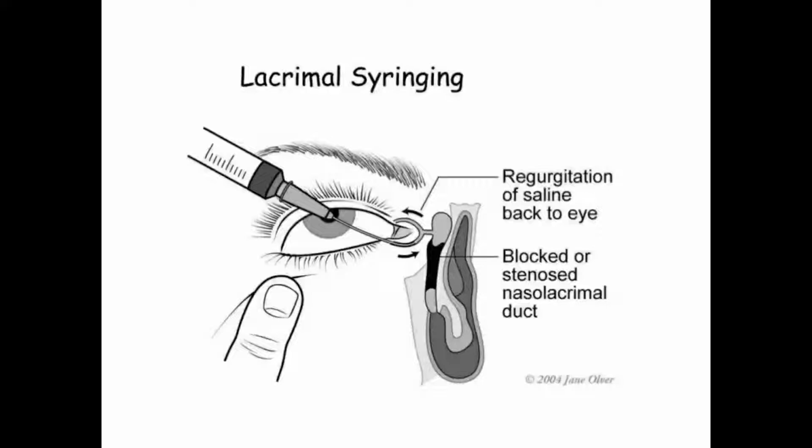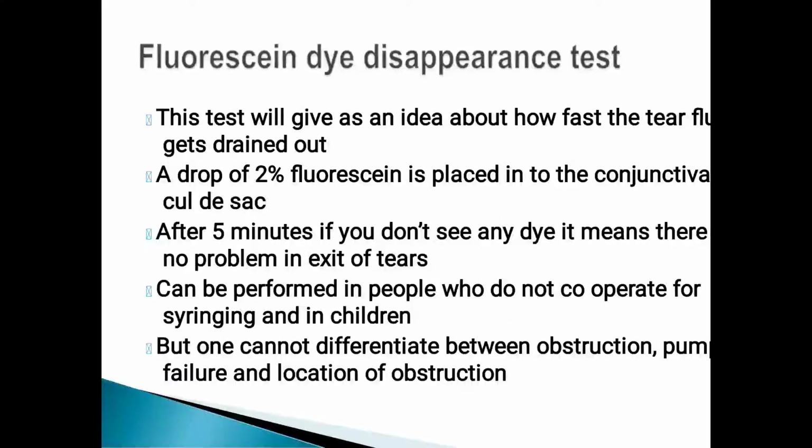Logically, you can very clearly see that if the obstruction is beyond the common canaliculus, then the fluid will come through the opposite punctum. But if the fluid comes through the same punctum, then usually the obstruction is in the same canaliculus. For example, if I am doing syringing through the lower punctum and the fluid is coming only through the lower punctum, not through the upper punctum, it means that the lower canaliculus is blocked.